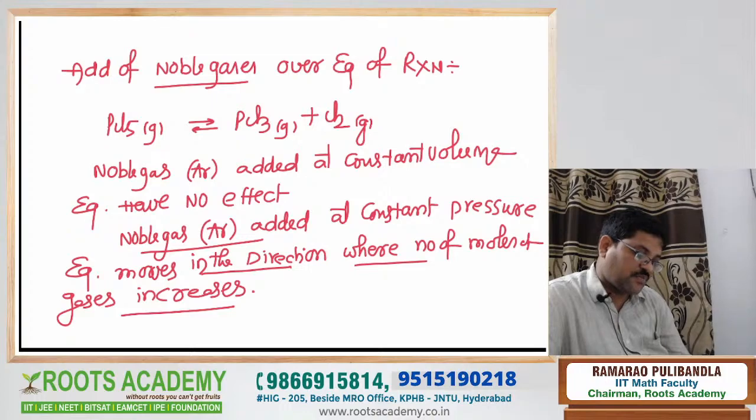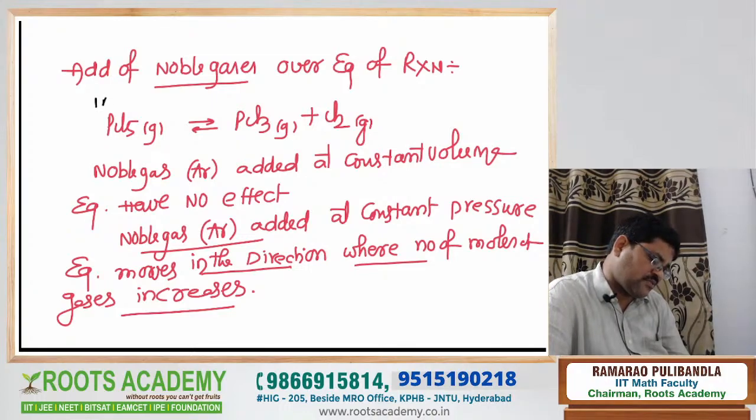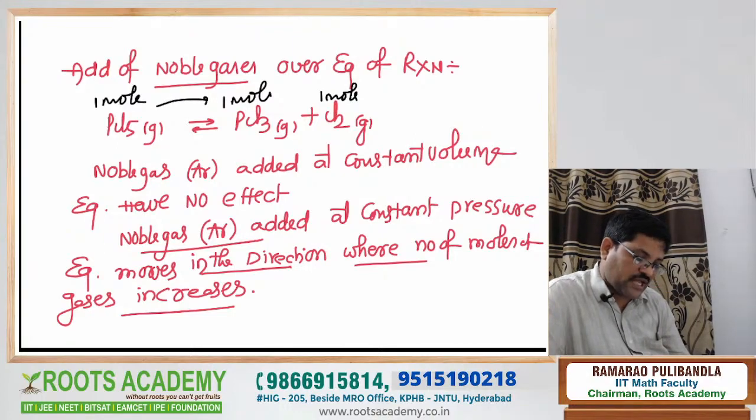For dissociation of PCl5, what is this, students? Simple logic, no confusion. PCl5 is 1 mole, PCl3 is 1 mole, and Cl2 is 1 mole. So 1 mole becomes 2 moles. So for the above reaction, equilibrium shifts in the forward direction.